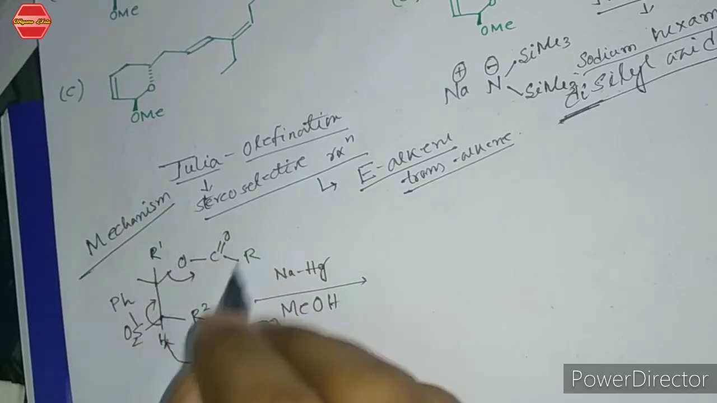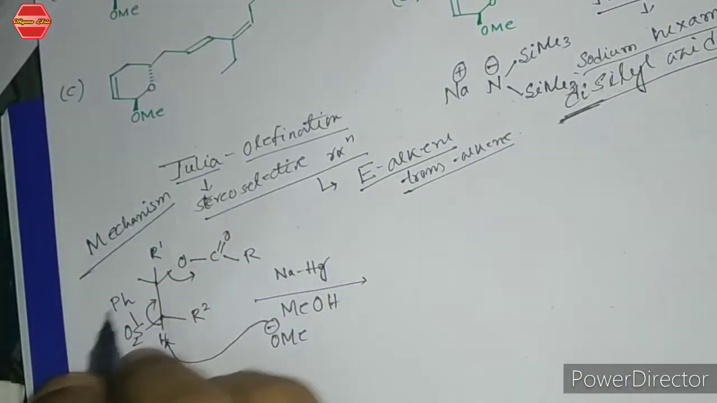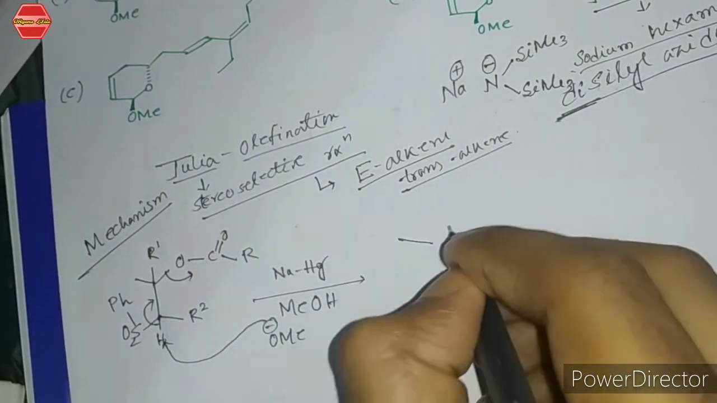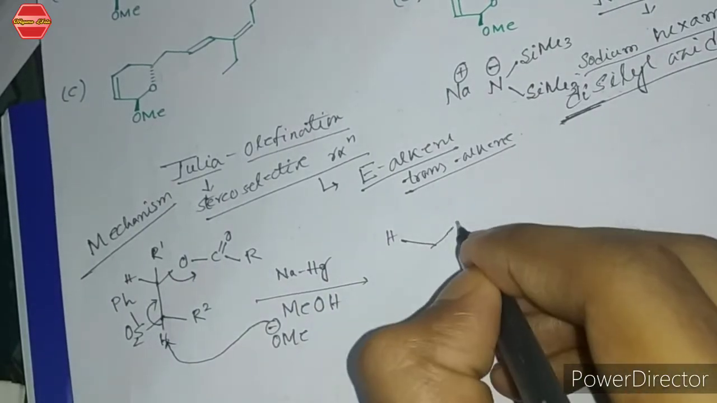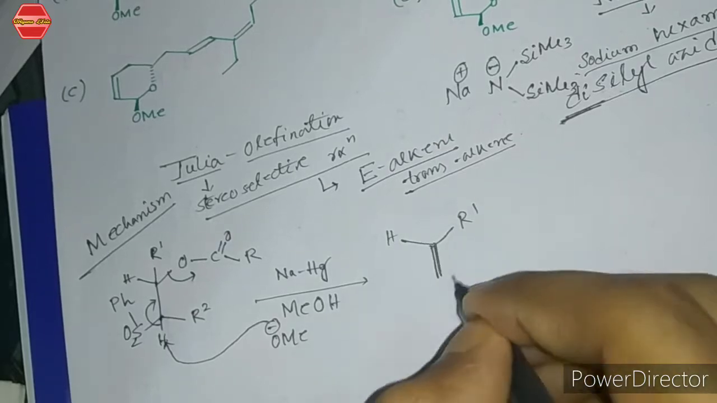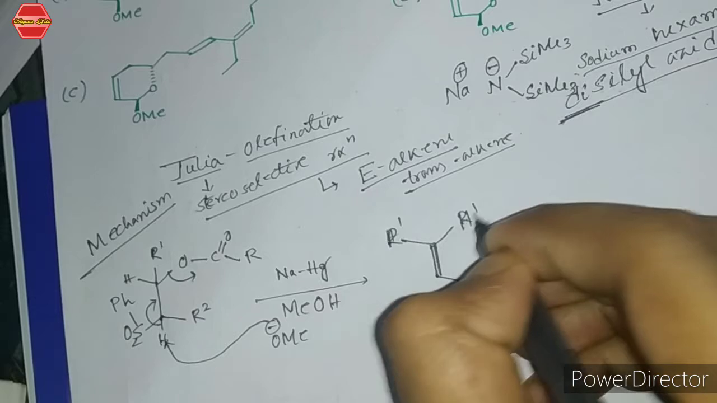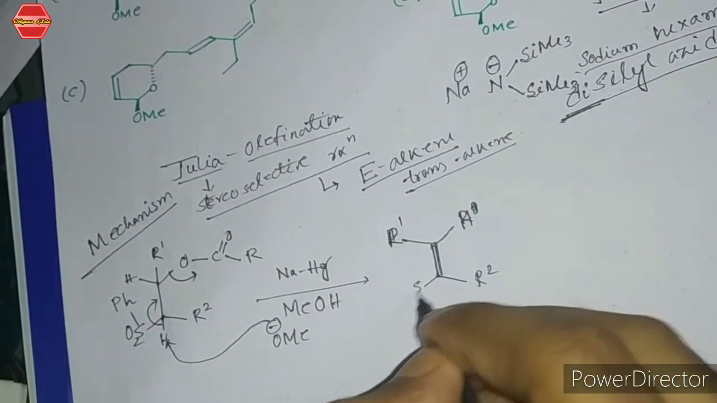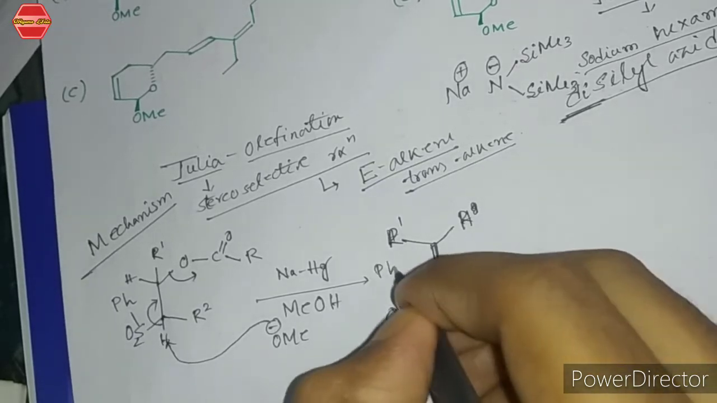This is an acetyl, OAc type leaving group, so it will easily be removed from the system. Now there is a hydrogen, R1, and there is a formation of a double bond. This is R1, this is hydrogen, and there is R2, and here is the SO2, which I am writing like this.